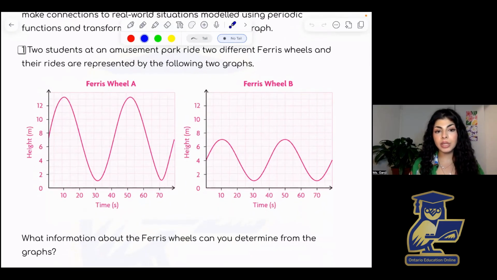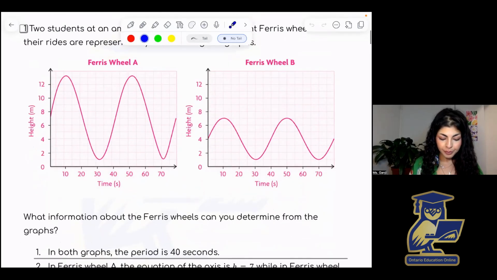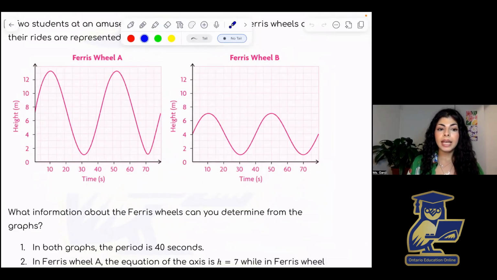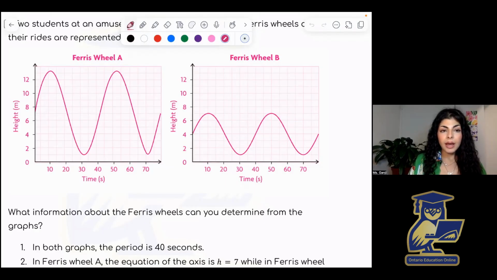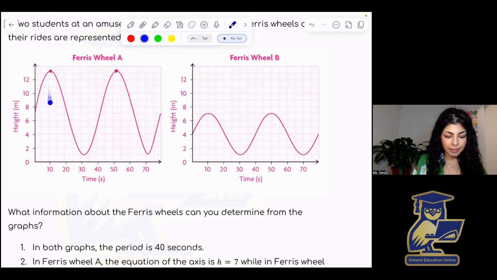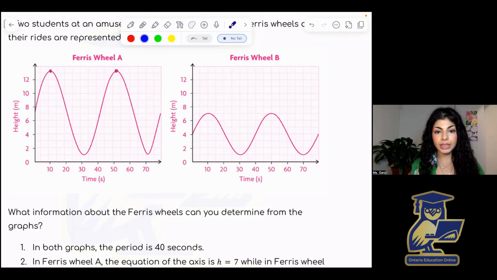And as always, I suggest you take a moment and pause the video and try to see, based on the properties we discussed last time, what do you notice about each of these different functions and their graphs? So first, we notice that in both graphs, the period is 40 seconds. As a general tip, when we're looking for the period, you can always look for two maximum points or two peaks and try to determine the distance between those. So looking here, this is a little bit past 10 and this is a little bit past 50, which makes the period about 40 seconds.